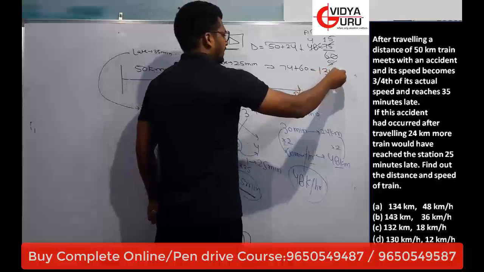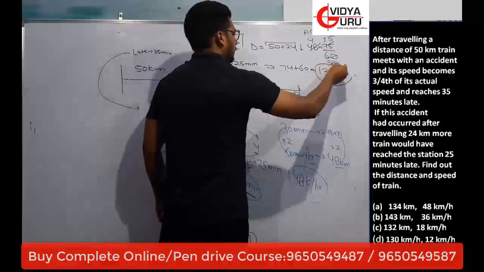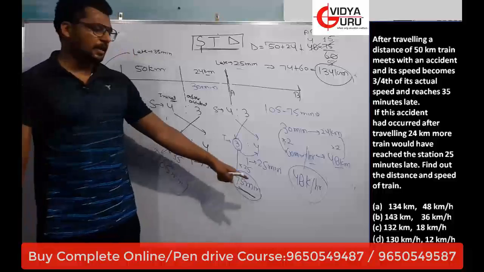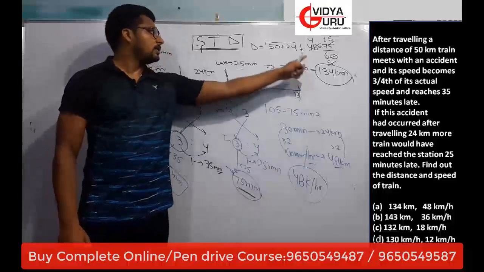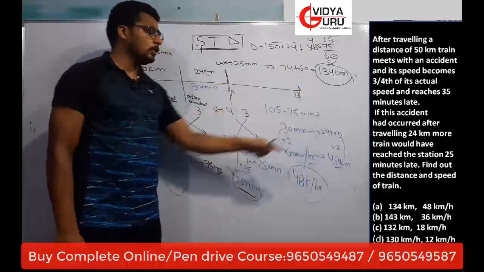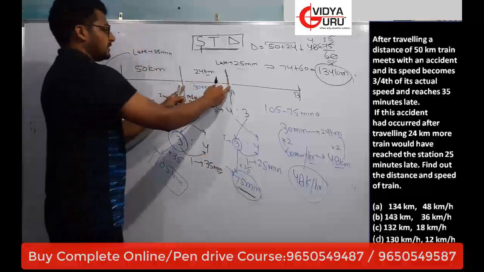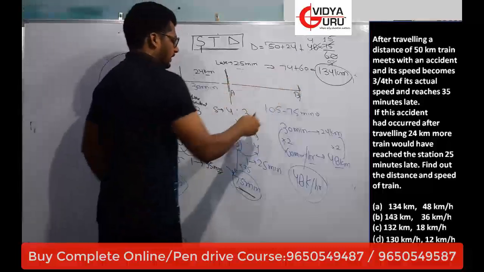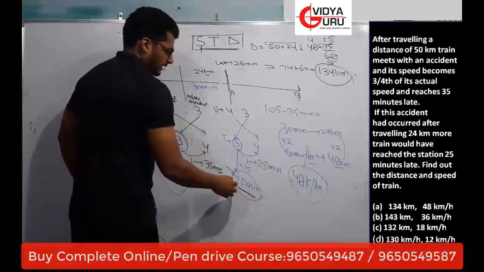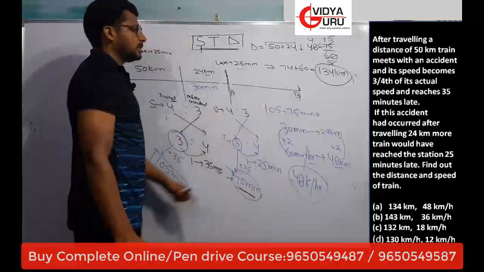So what is the total distance? 134 km. What is the speed? 48 km per hour. What is the distance? 134 km. This distance was 50. This is 24. This distance I have calculated with a speed of 48. The train takes 75 minutes from here. So what is the total distance?